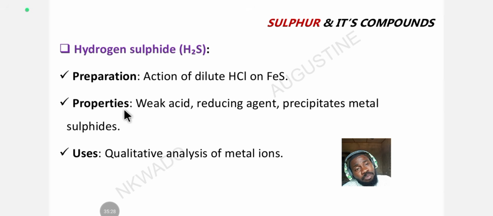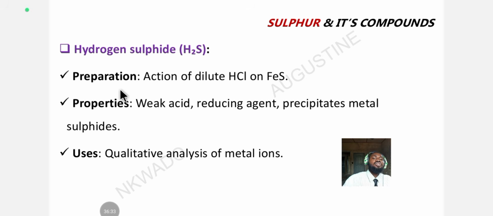All right. So what are the properties of hydrogen sulfide? It forms a weak acidic solution. It is a reducing agent. It forms precipitates with metals, that's the sulfides. For example, when you react a metallic compound or a metal itself with hydrogen sulfide, you are going to get the sulfide of that metal. For example, you react iron with hydrogen sulfide, you are going to get iron sulfide. All right, so that's that for that.